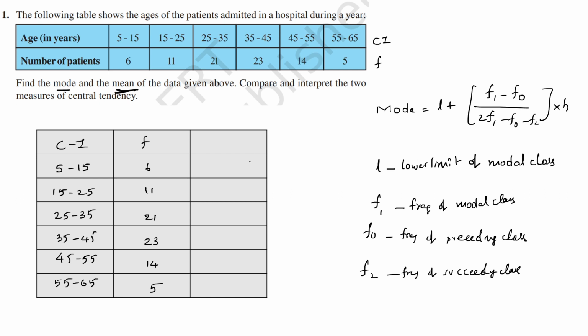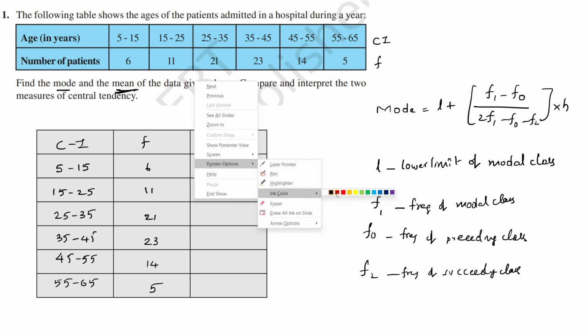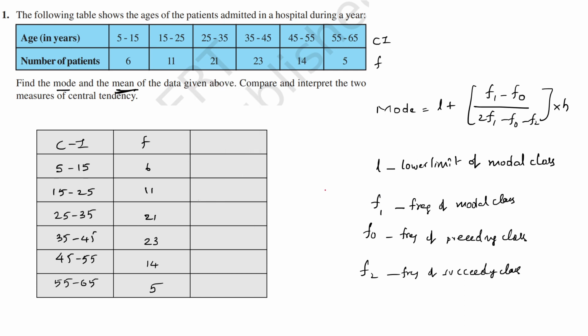Now see here, out of the given values we know that mode is nothing but the most repeated value or most frequent value. Now in the table the highest value is 23, so this will be my modal class, and this frequency is known as f1, and the one above it is f0.